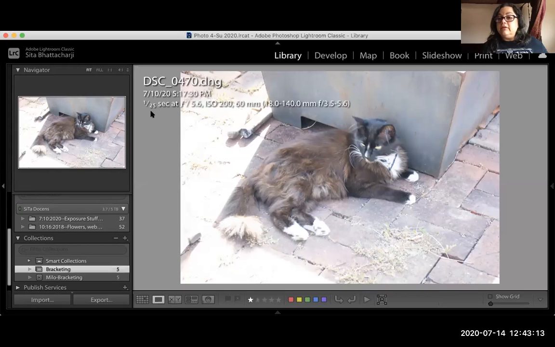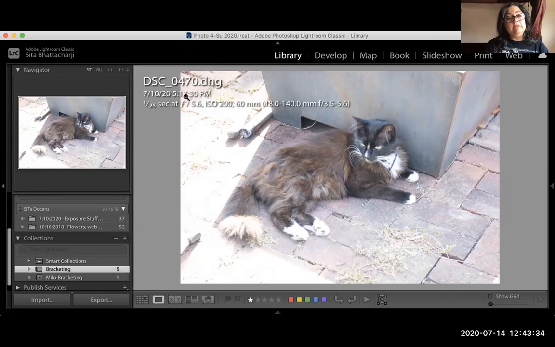So I can see that this image was made at 1/25th of a second at f5.6 with the ISO set to 200. This shows the lens I was using and the specific focal length of the lens that I used for this image. It gives the date, the time.